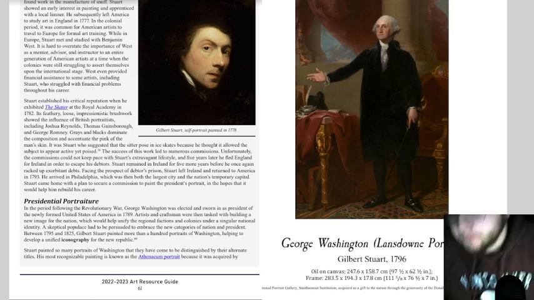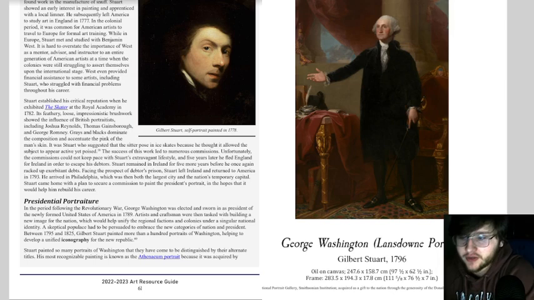Presidential portraiture. In the period following the Revolutionary War, George Washington was elected and sworn in as President of the newly formed United States of America in 1789. Artists and craftsmen were then tasked with building a new image for the nation, which would help unify the regional factions and colonies under a singular national identity. A skeptical populace had to be persuaded to embrace the new categories of the nation and president.